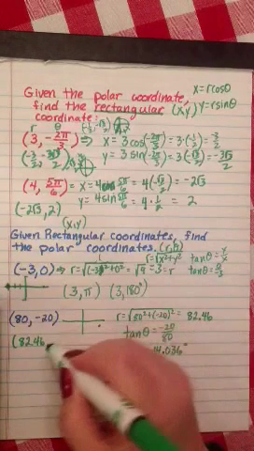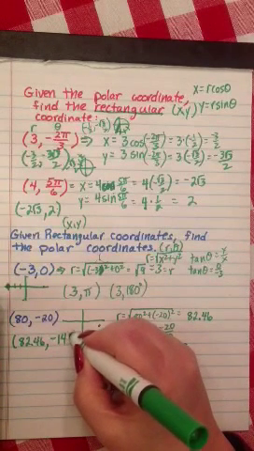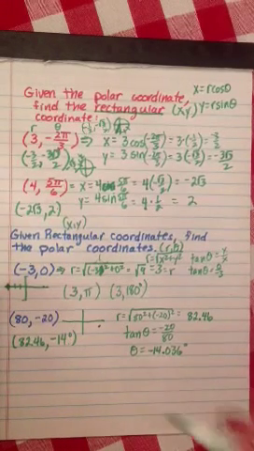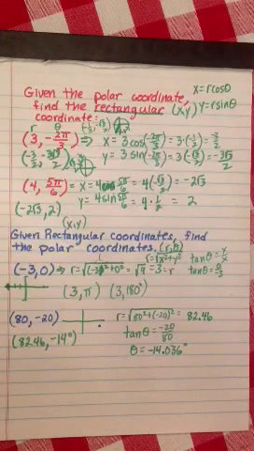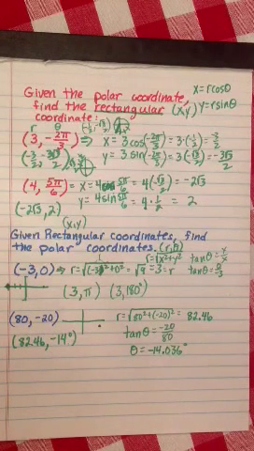So for my answer, it would be r is 82.46, and my angle is negative 14. They might even just say negative 14 degrees because 0.036 is pretty small. And that looks like negative 14 could be right there, so I would say that that's a good angle. And that's converting from polar to rectangular and from rectangular to polar.